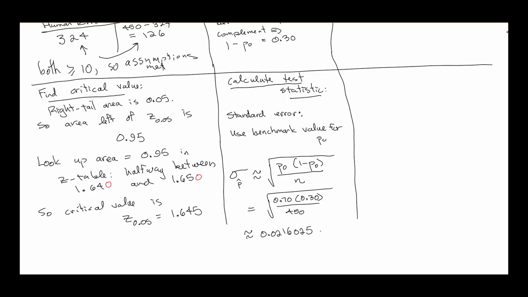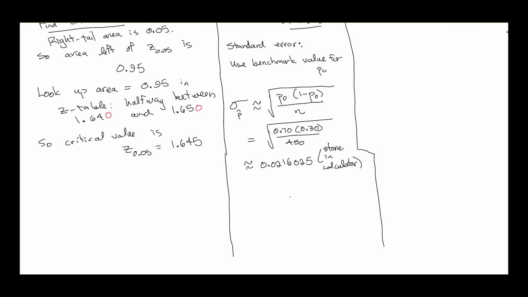0.0216025, and I always write a lot of decimals for these, more than I would for the mean, because keeping in mind that proportions are always going to be smaller than 1. So to keep from losing important information, you need to extend them out further. I will store this in my calculator in a variable, like for example variable a, so that I can retrieve it later without rounding. Okay, so once I do that, then we do our test statistic.